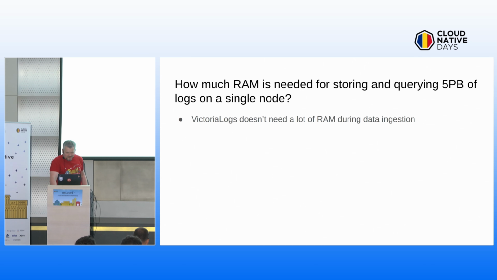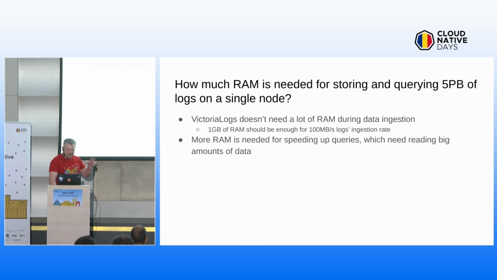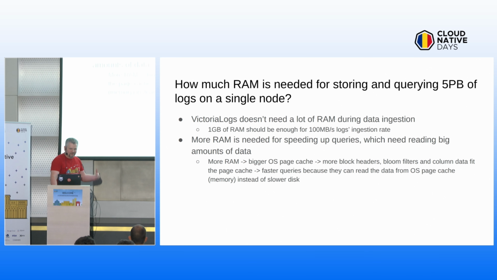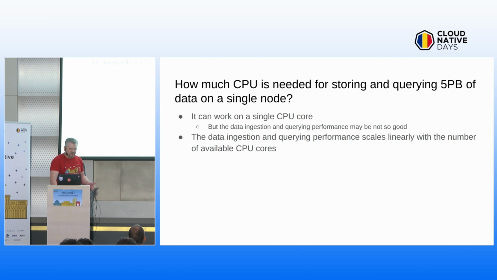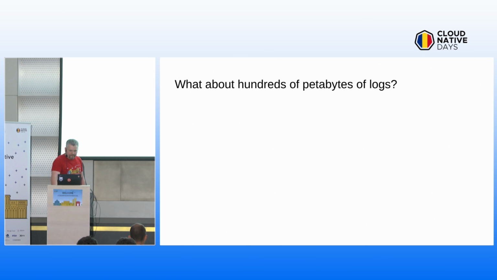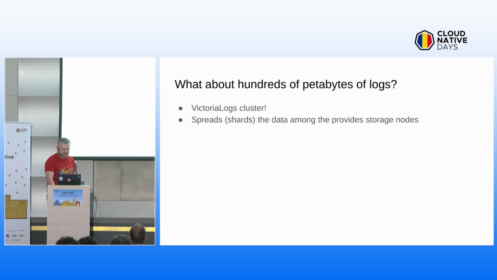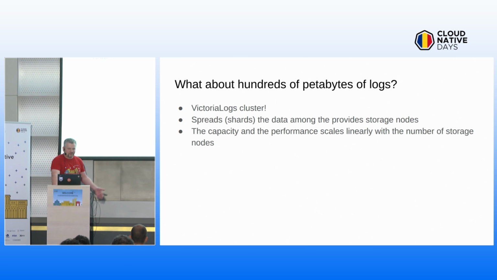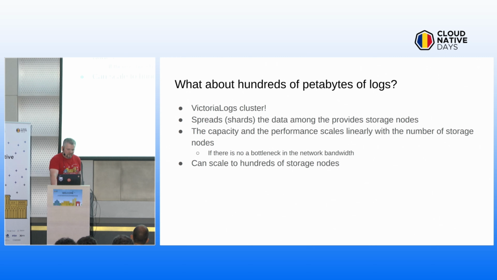VictoriaLogs uses small amounts of memory, contrary to Elasticsearch, and you can add more memory if you want to speed up queries. And as for CPU, you can add more CPU cores in order to speed up query execution. And if you want to store hundreds of petabytes of logs, it's easy. Just switch from the single node to the cluster version. The cluster version spreads these logs across all the available storage nodes, and the capacity and performance scale linearly with the number of storage nodes, unless you hit a bottleneck on the network bandwidth. And it can scale to hundreds of nodes.